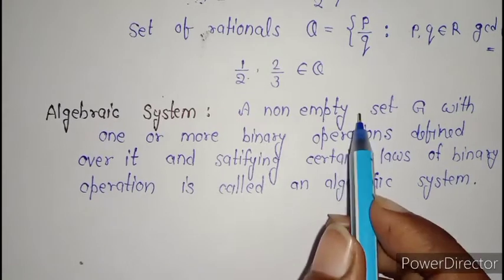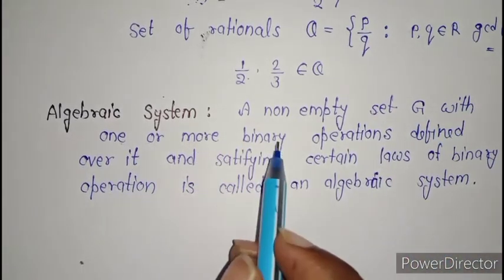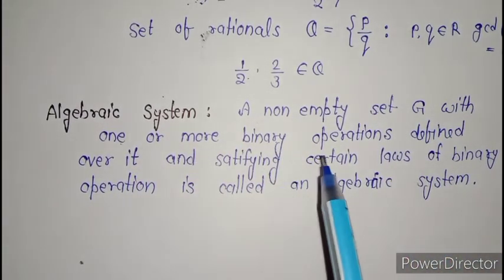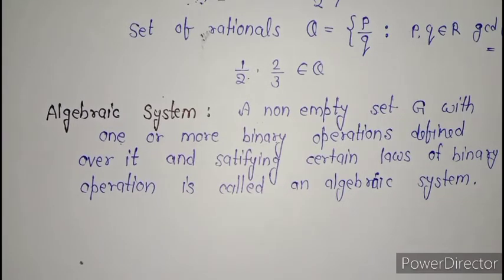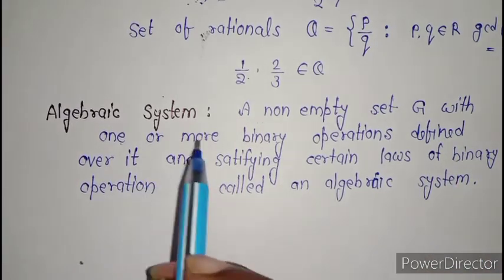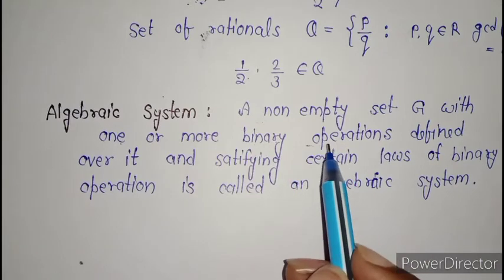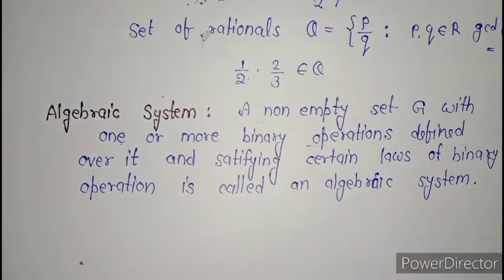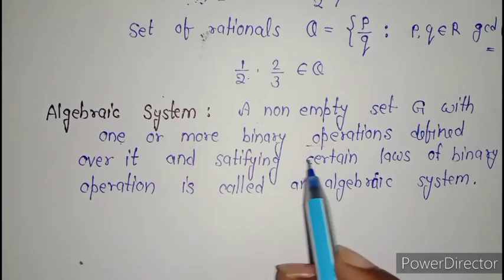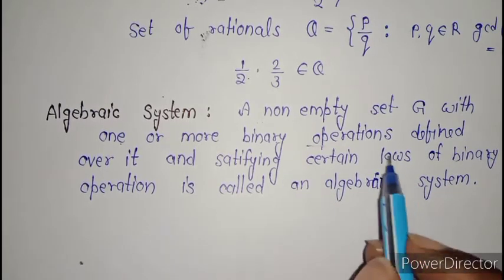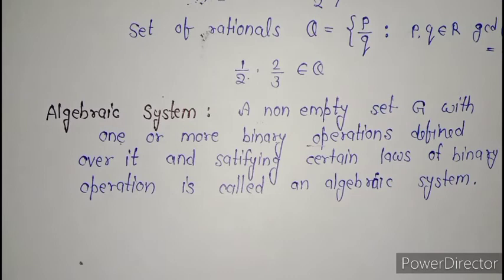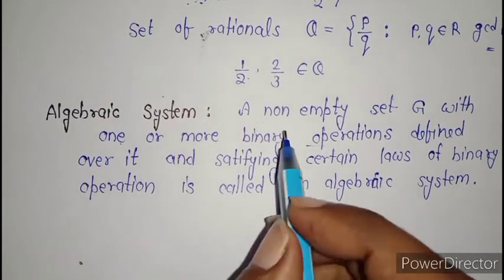So if we take a non-empty set with one or more binary operations, these binary operations may be anything. They may be addition, subtraction, multiplication, division defined over it. That is, if we take any elements of G and apply the binary operation over those elements, then we get an element of G again, satisfying certain laws. I will tell you about those laws which must be satisfied in an algebraic system to form a group or semigroup or anything. I will tell you everything. Firstly, we have to discuss the algebraic system.